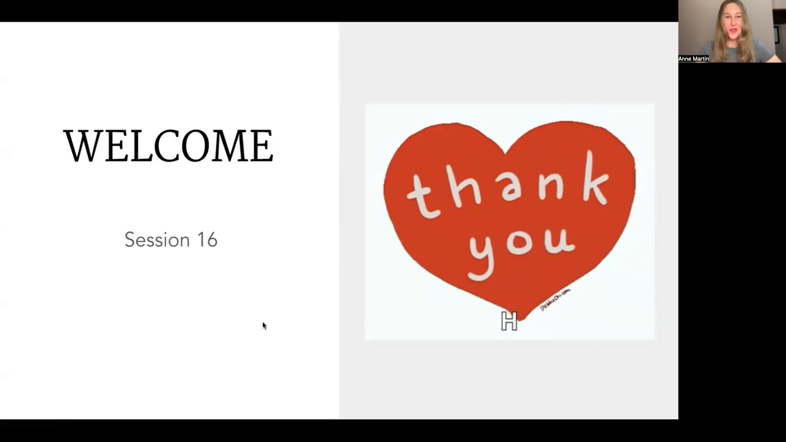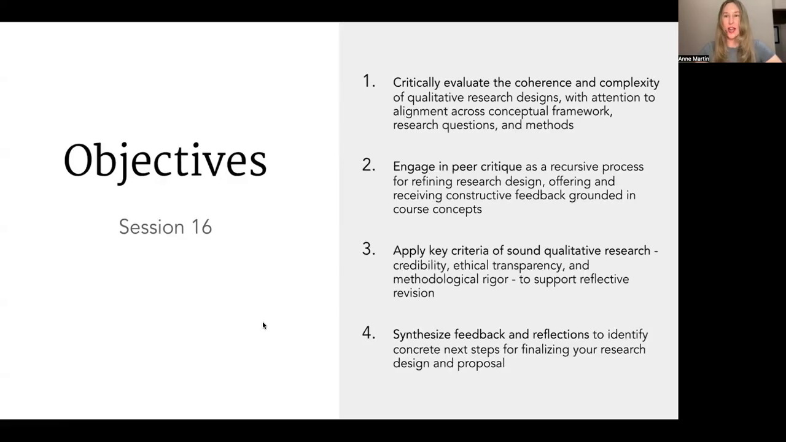Okay, so getting into our class for today. The goals for this final class are to be able to critically evaluate the coherence and complexity of qualitative research designs, not just yours, but others. We have been doing this in each module, at the end of each module, doing a review of different elements of published research. And in this one, you are going to be engaging in peer critique.